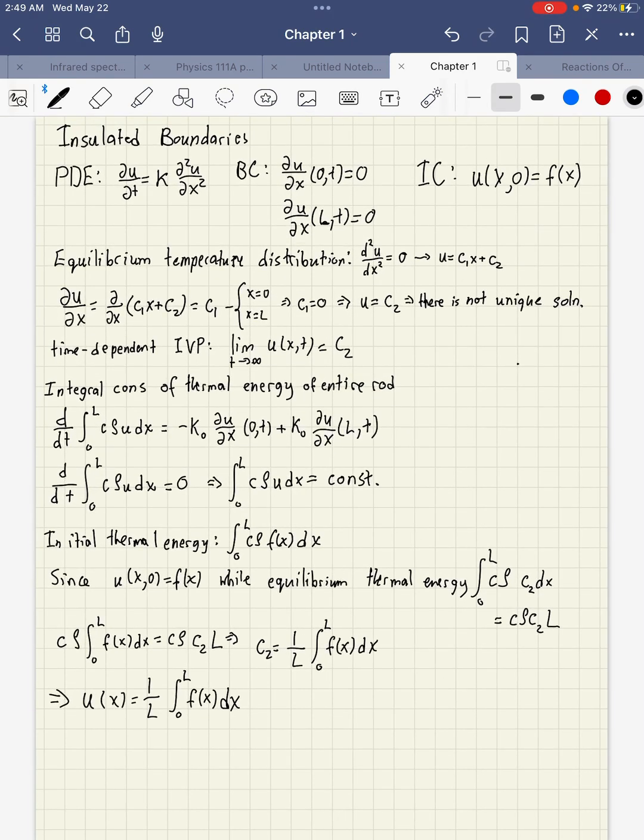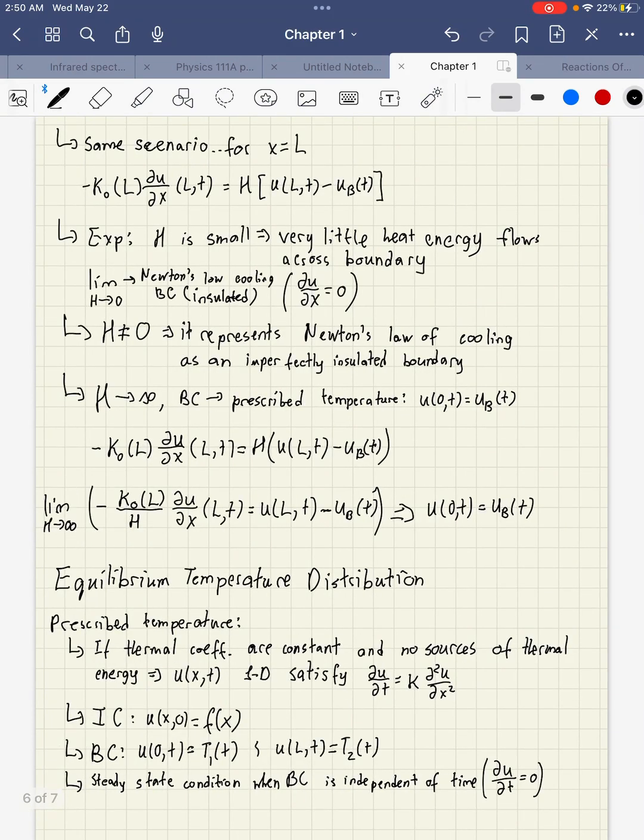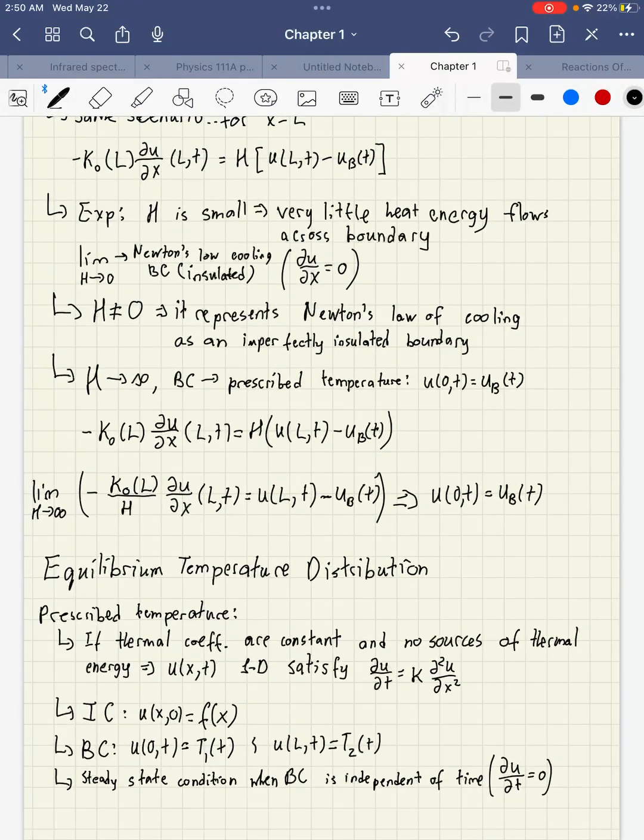Okay, I know I've said a lot. I will just refresh what I just said, and we are done, because this is all about these types of boundary conditions. At the equilibrium temperature distribution, we know that our rod reaches equilibrium, meaning there's no heat flow at all.